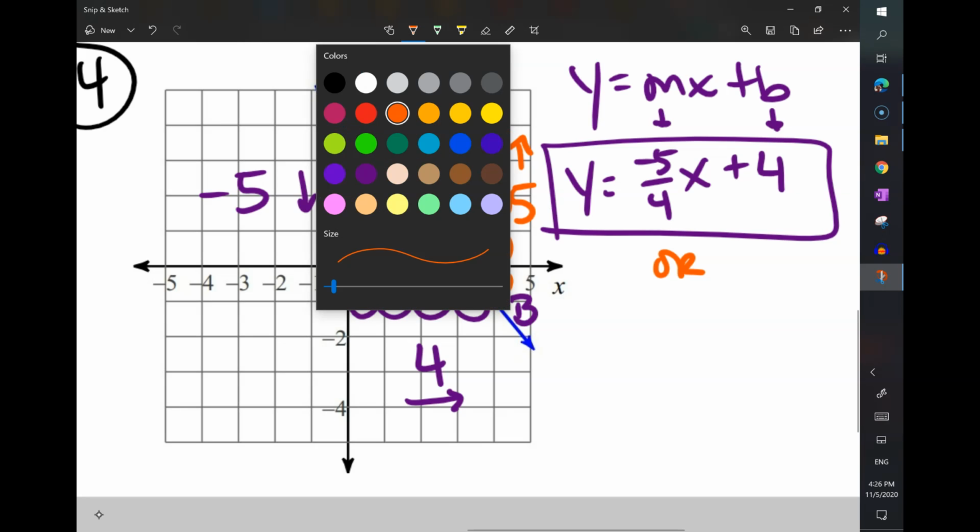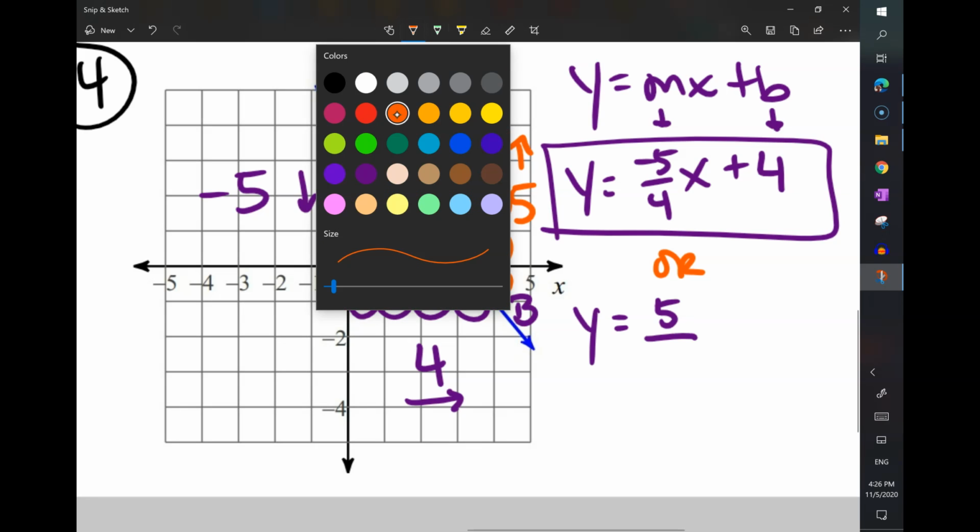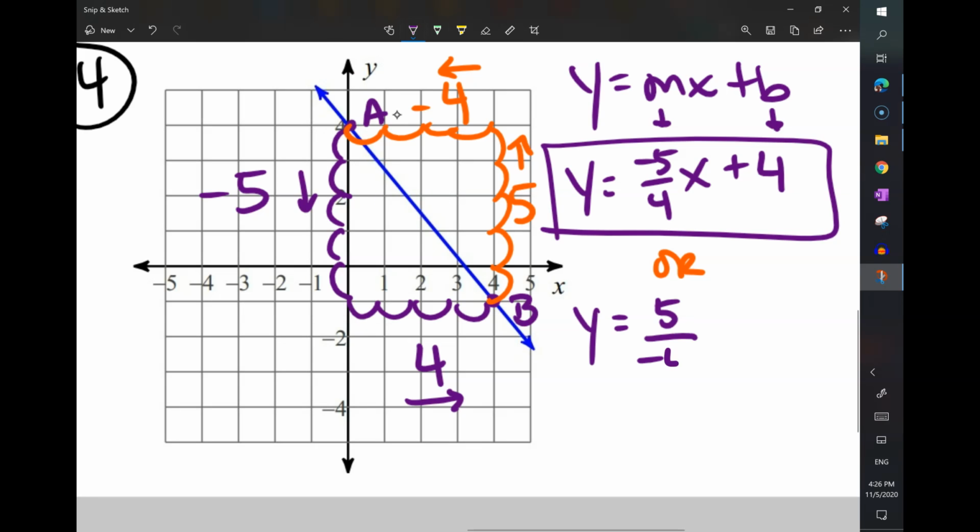You would have y is equal to +5, and then you'd have to go 4 steps to the left. So it would be 1, 2, 3, 4 to the left. So 4 to the left means -4, since you're going left on the number line, and that would be a -4 over here. And so my equation would be y equals 5 over -4x plus 4, because our y-intercept is still the same as it was before.